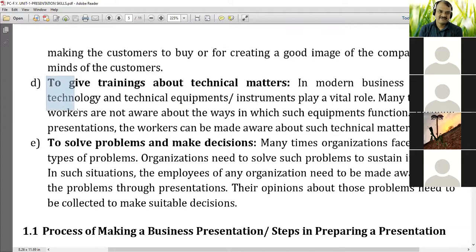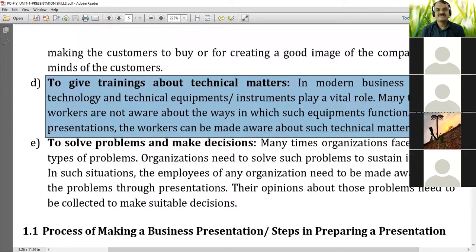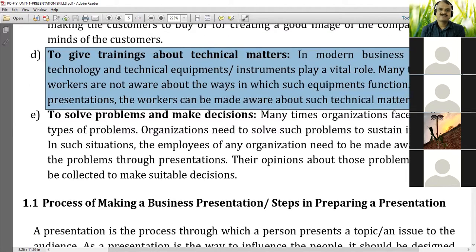To give trainings, the fourth function. Okay, to give trainings about technical matters. Now this is something we need to think about a little more, because technology always affects our work at the workplace. And with the help of technology, different softwares, different applications, different programs occur in the workplace. And in such cases or situations, those employees must be aware about the use of those applications, those softwares, how to use them, how to utilize them, how to get the best from those softwares. Yes or no?